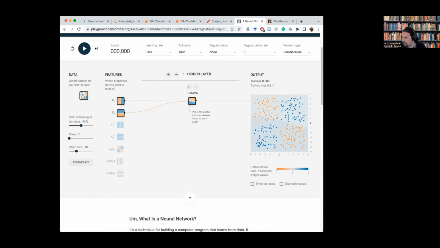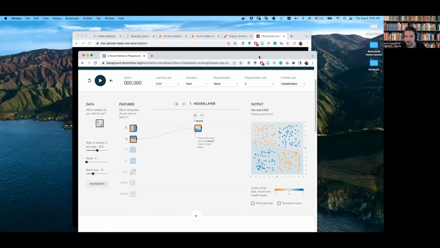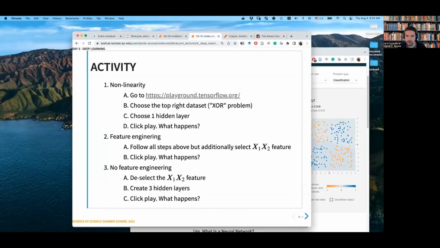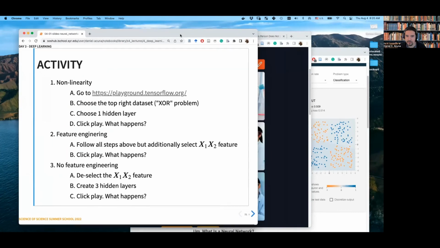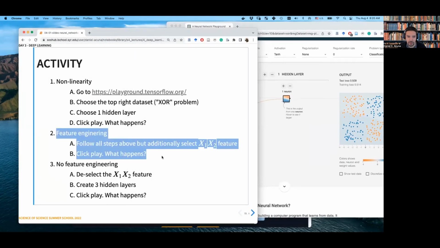I'll share not this, I'll share the entire desktop so you can see the question as well. Okay, so this is sharing desktop 1. So this is the neural network. This is the question. Okay, so I want you to do this.